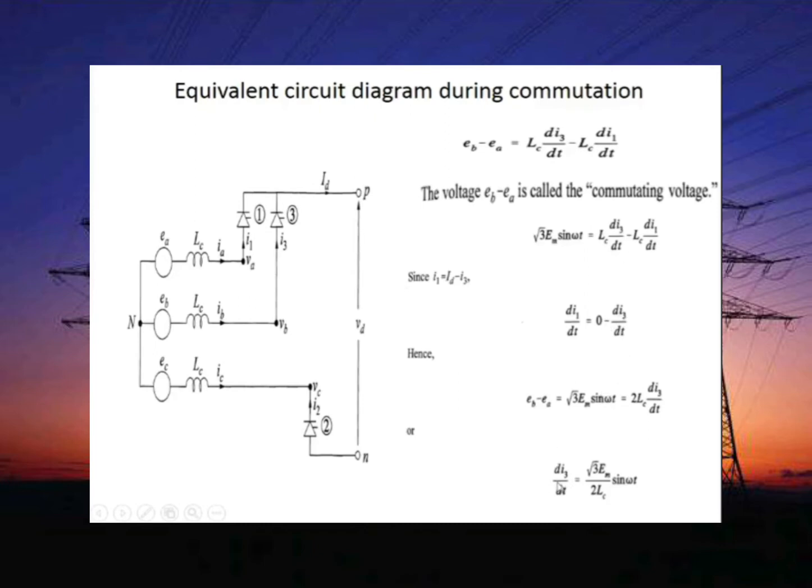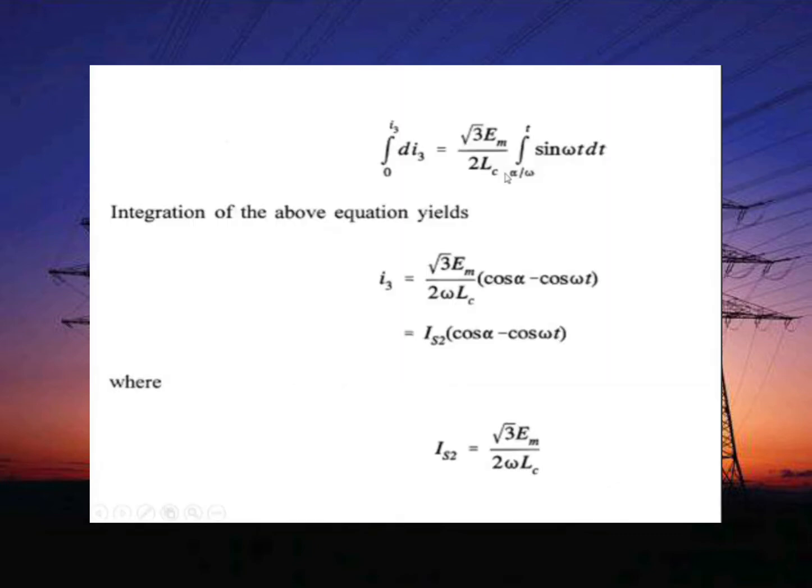So you get di3 by dt as root 3 Em sin omega t divided by 2 LC. Now if we want to find the value of I3, at that time we integrate this term. So integration of these two sides of the equation, and the limit is omega t equal to alpha.